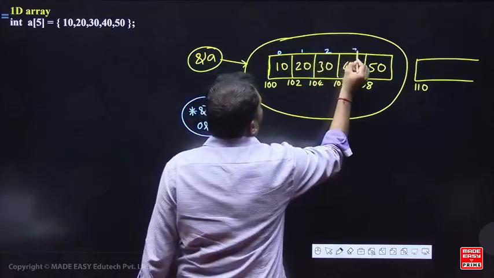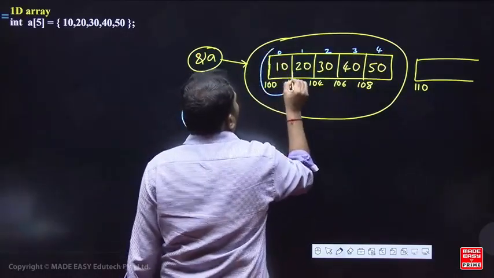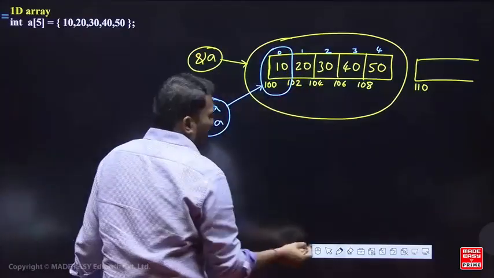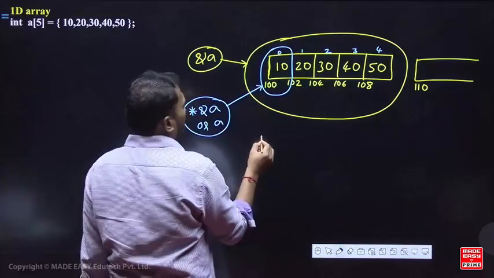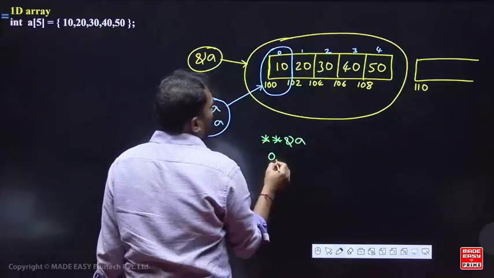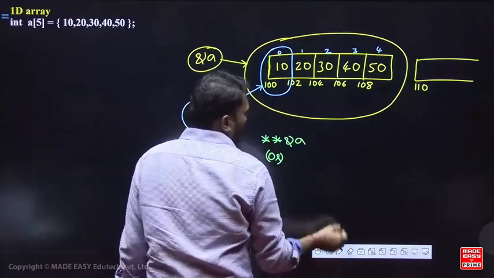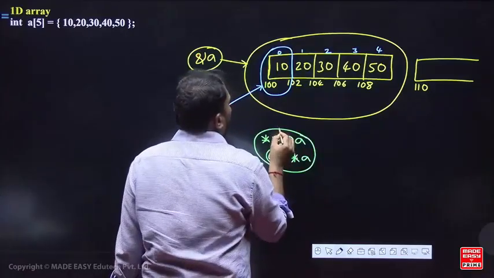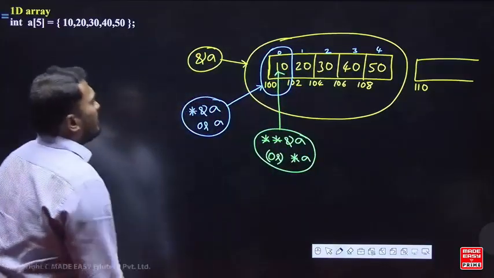0, 1, 2, 3, 4. So it is going to point to this 0th element of the array. Next, if I apply one more star, please understand here, that is a double star ampersand a, or it is also called star star a. So now it is going to point to what? The value. Okay, so this is the meaning.